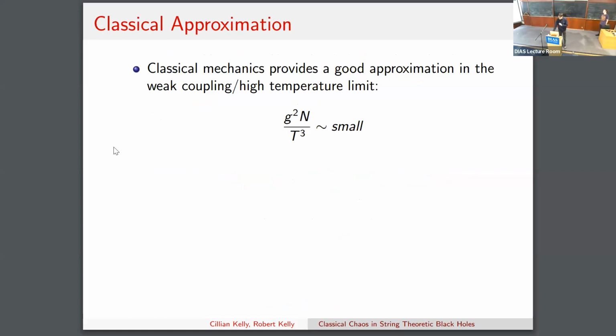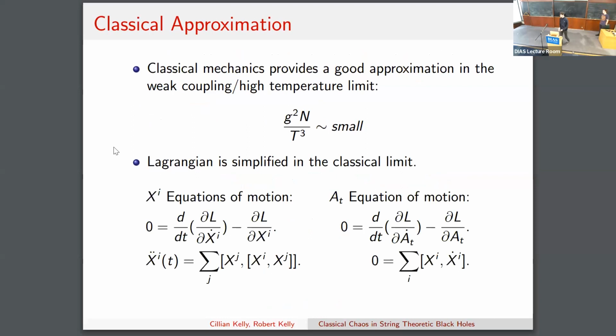For all of our simulations, we'll be in this weak coupling high temperature limit, and this simplifies the Lagrangian to what I showed earlier, and we can get the equations of motion. So here is the equation to find the acceleration of the system, and with that we can get the dynamics. And then on the right, since we set the gauge field equal to 0, we have this Gauss's law constraint that has to be constrained as the system evolves in time.